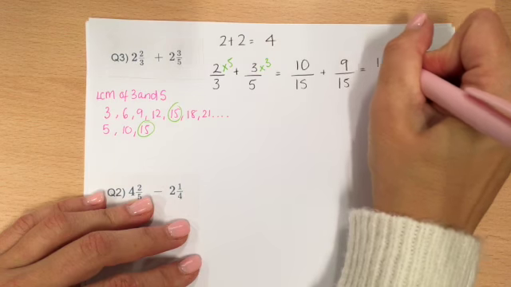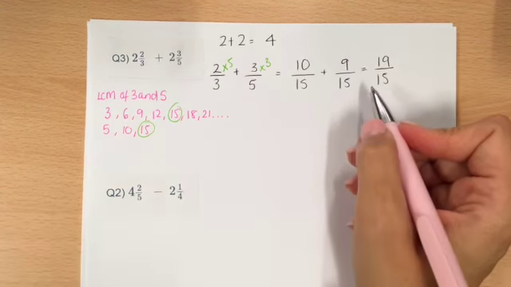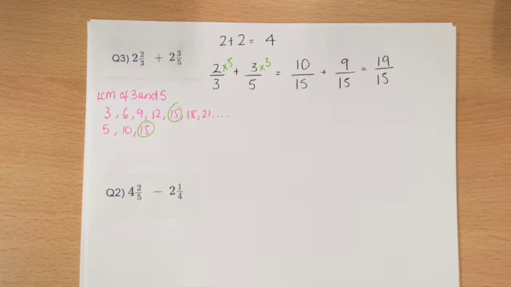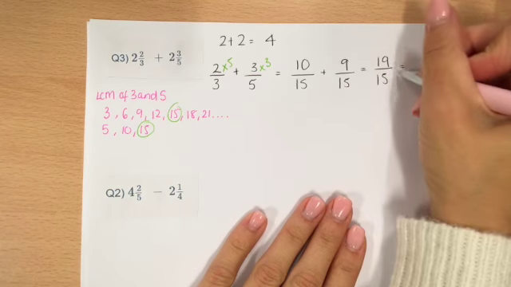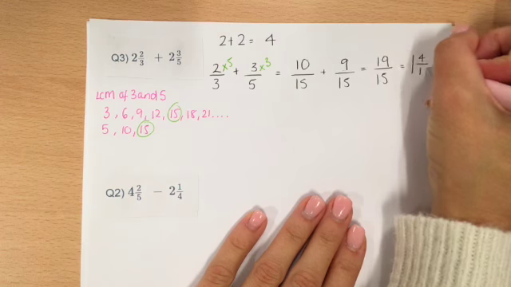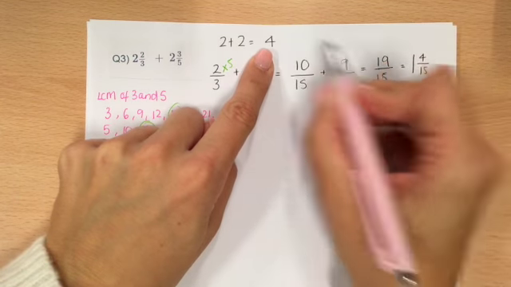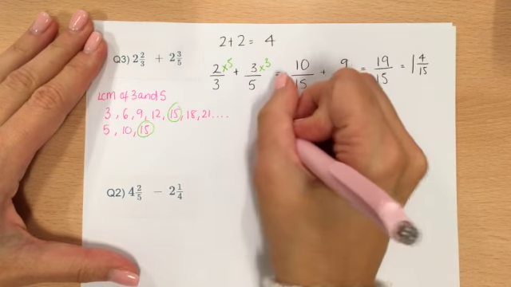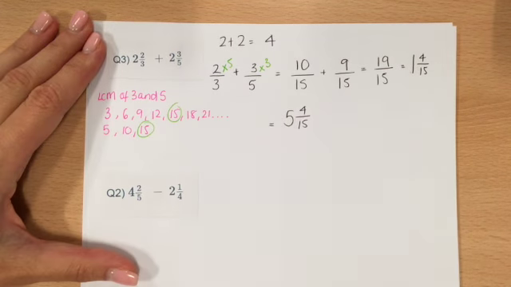So it gives me the answer 19 out of 15. Remember, we don't change the denominator once they're the same. So I've got 19 parts out of 15. Now that is an improper fraction and we need it as a mixed number. So what I would do now is convert this. How many 15s are in 19? Well, there's 1 with 4 left over. So I've got 1 whole, 4 wholes and 4 15ths. So the answer is going to be 5 wholes and 4 15ths.